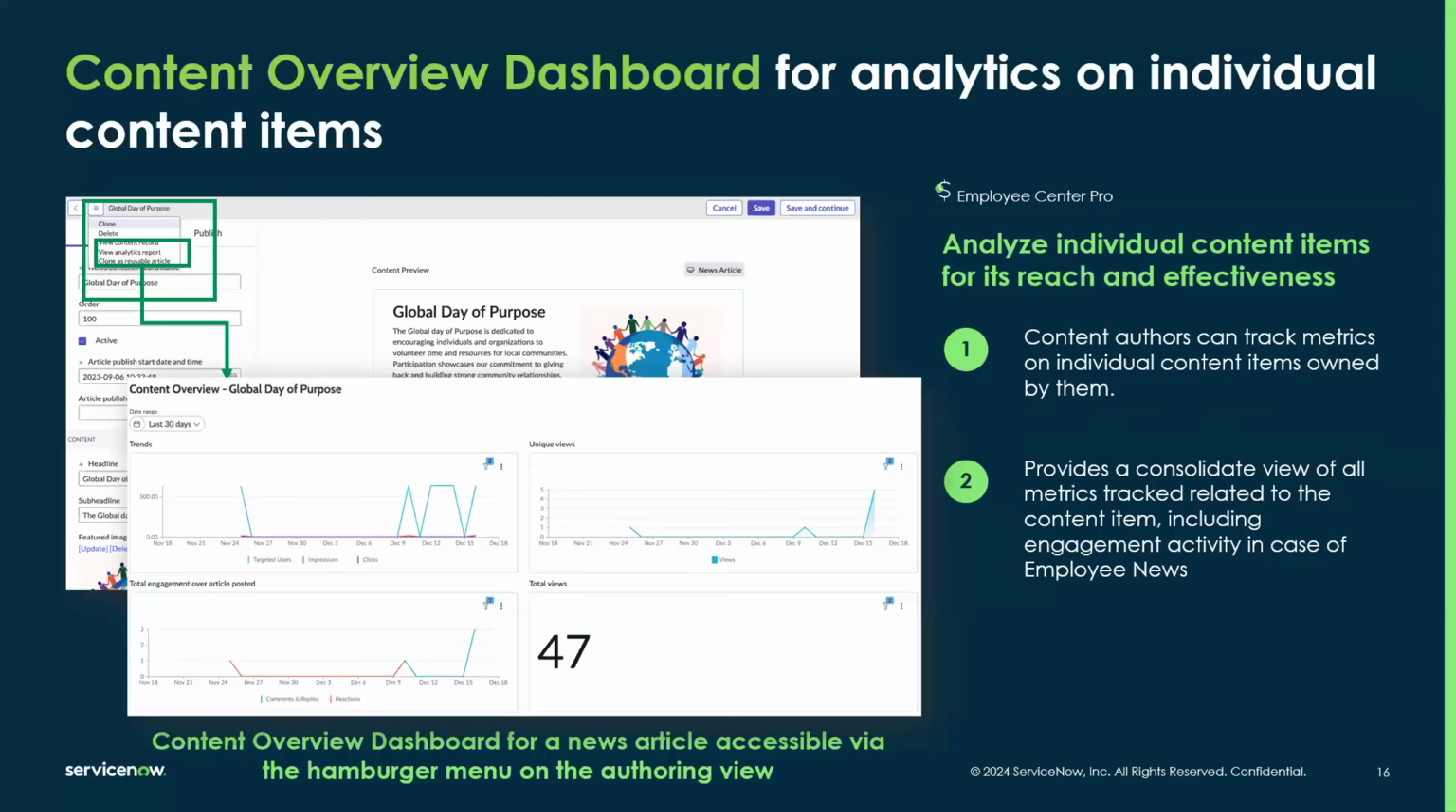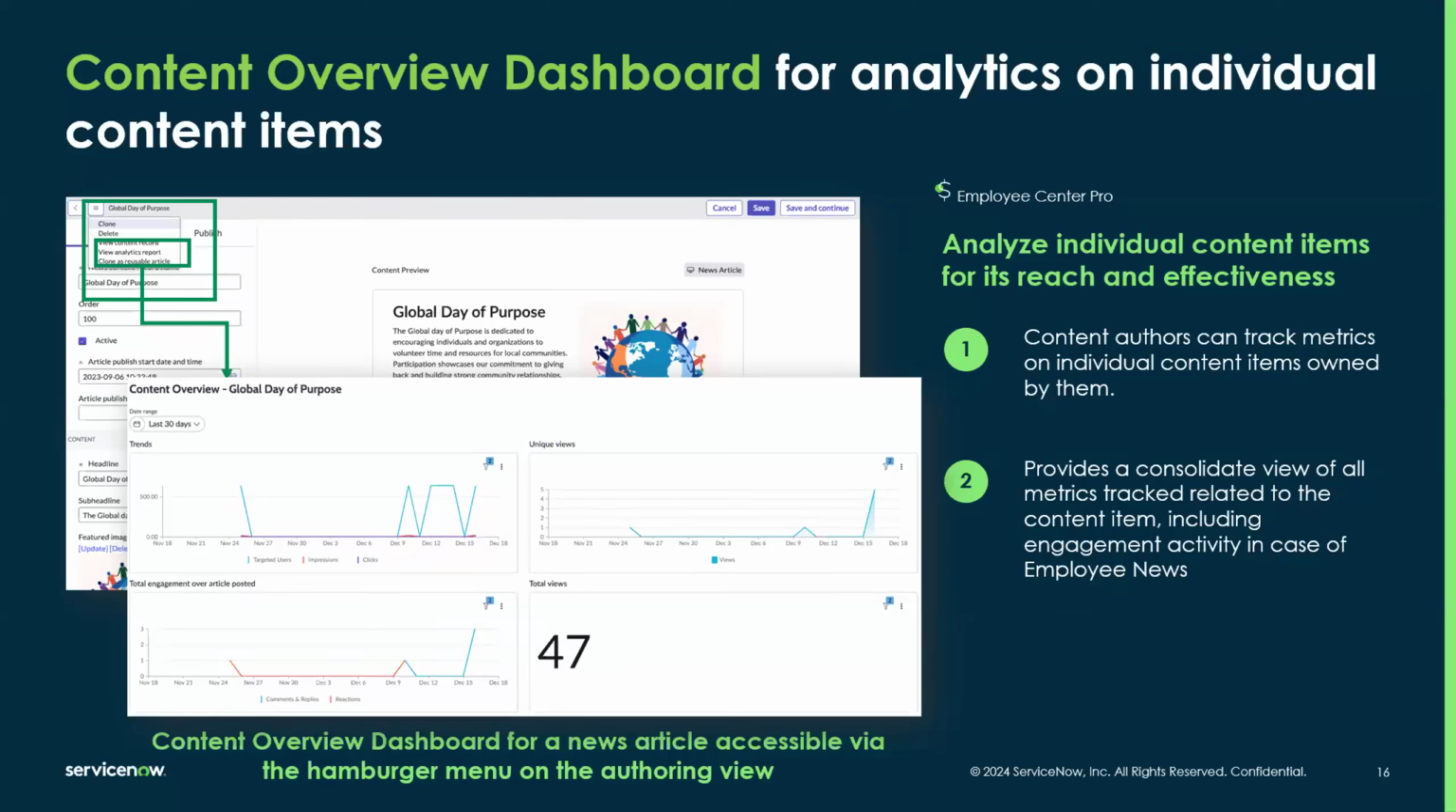Now, the content library overview dashboard was giving a bird's eye view of all the content. Let's say I just focus on the 4 or 5 articles that I have published and I want to track them closely. I don't want that rich dashboard with all the content, which makes it hard for me to drill down to the particular content item that I care the most about. One can actually drill into just the analytics associated with that content item through what we call the hamburger menu on the authoring view. So in the screenshot here, you can see how to access it.